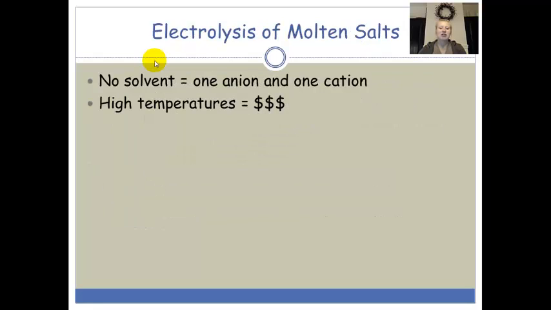So the electrolysis of molten salts means you melt the salt. So for example, in the movie, the lead bromide was melted. So there's no solvent. You only have one positive charge and one negative charge. However, the problem with this process is that it needs very high temperatures, which costs a lot of money.